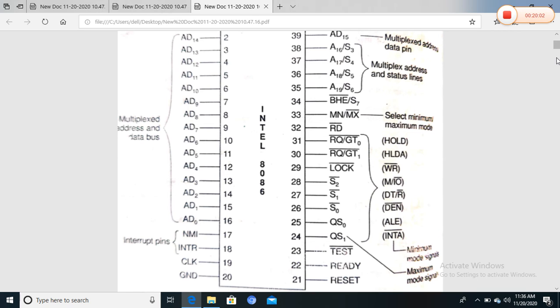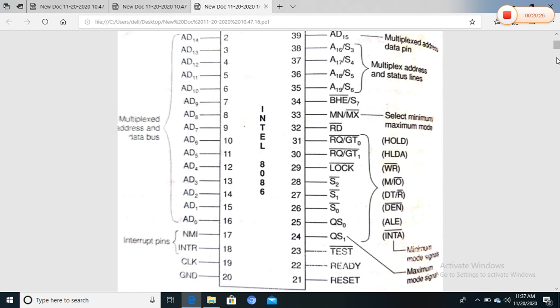DT/R bar, data transmit/receive, pin number 27. This is an output signal. It is used to decide the direction of data flow through the transceiver. When the processor sends data out, this signal is high, and when the processor receives data, the signal is low. For that, DT/R bar: data transmit and receive.